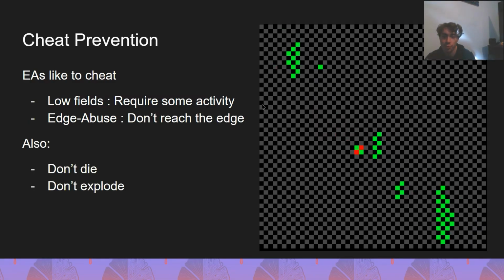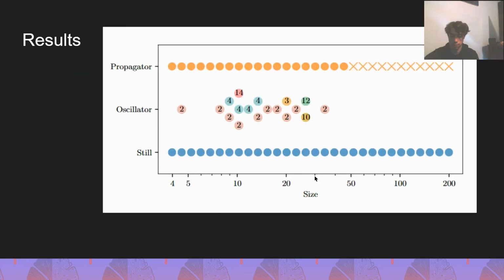Additionally, these are not really cheating, but we're going to penalize creatures that die, so all the magnets turn off, and we're going to penalize creatures that explode, so when lots of magnets turn on very quickly.